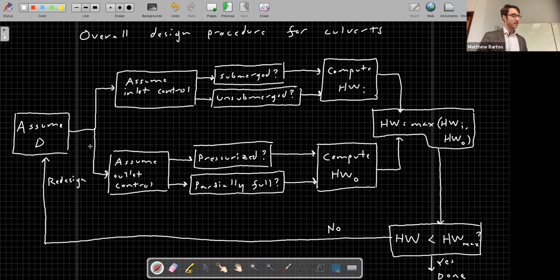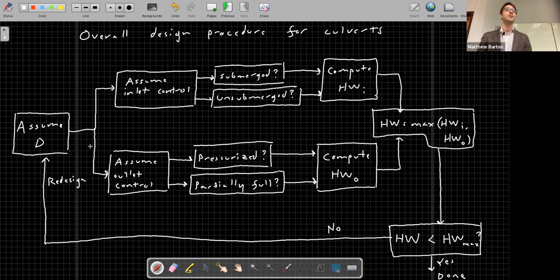Essentially, in summary, we assume a diameter or assume a vertical dimension or a horizontal dimension if needed. We assume inlet control and compute the headwater depth corresponding to the inlet control condition. We assume outlet control and compute the headwater depth corresponding to the outlet control condition. And then we take the true headwater depth as being the maximum of those two computed headwater depths. If it's less than the allowable headwater depth, we're done. And if not, we return and redesign the dimensions of the culvert.